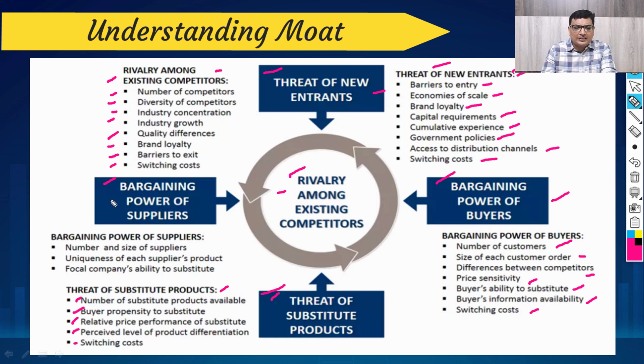Then comes the last, the fifth point, that is the bargaining power of the suppliers. Whether the suppliers are able to control the prices or not depends on the number and size of the suppliers, the uniqueness of each supplier's product, and the focal company's ability to substitute. For example, as I told you earlier, for telecom, only three operators are there, so they can easily control the prices. Even you can talk about highly capital intensive companies like L&T. There are some specialized products which are produced only by L&T or some heavy industry. Now they are able to control the prices.